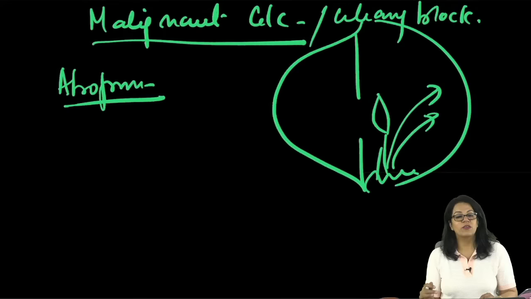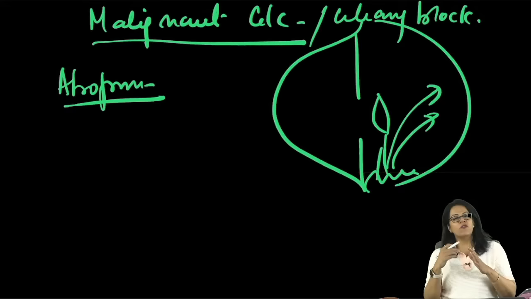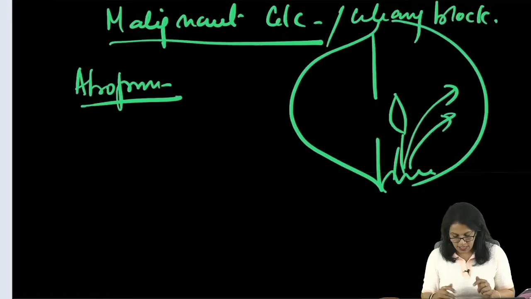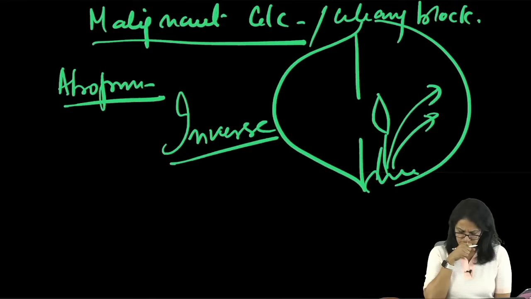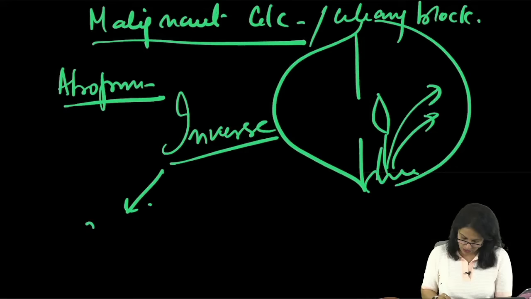So when you give atropine, can you think of any other inverse? This is the reason we are calling it inverse, because normally you treat glaucoma with pilocarpine, and here we are treating it with atropine. Can you think of any other condition where you give atropine to treat? Just learn with me. Remember one more condition of inverse glaucoma: spherophakia. This was asked in your exam.